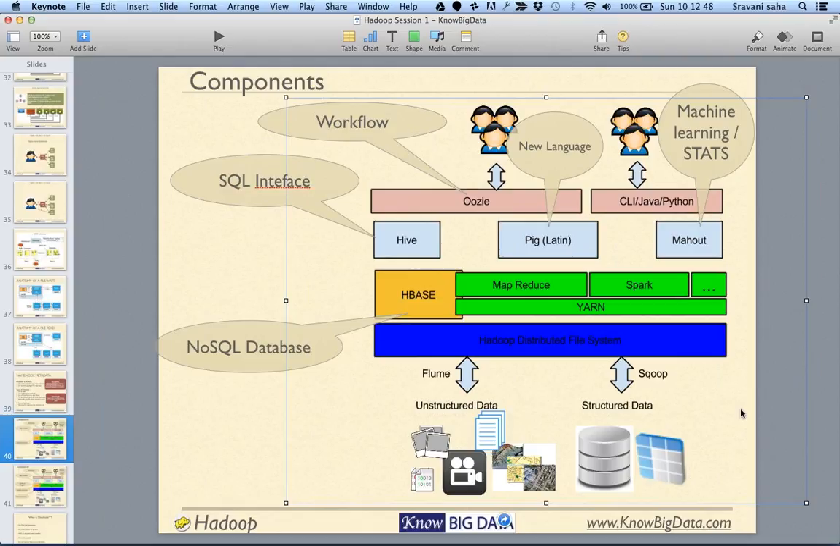Karthik's question is, so Hive queries are on HBase or HDFS? Answer is both. Using Hive, you can churn the data from the tables of HBase as well as you can churn the data from HDFS, the files. Both you can do that using Hive as well as Pig.